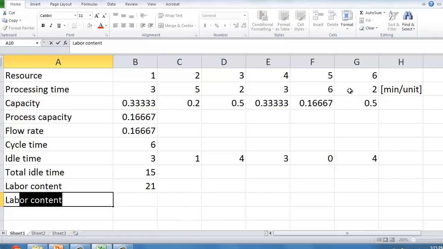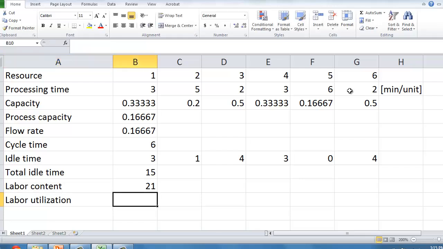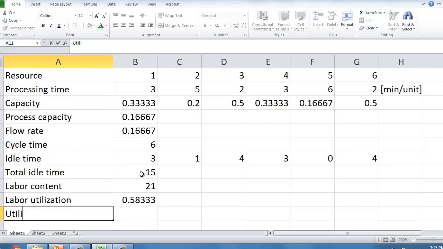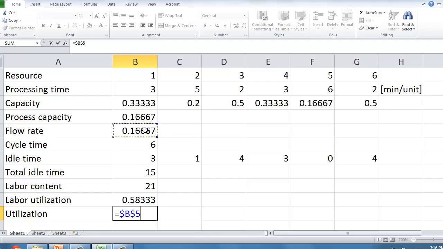I can then compute my labor utilization as the ratio between the labor content and the labor content plus the idle time. 58% is my average labor utilization in the process. Note the following. Let's quickly compute the utilization of each of the 6 steps in the process. Utilization, remember, is the flow rate divided by the capacity.